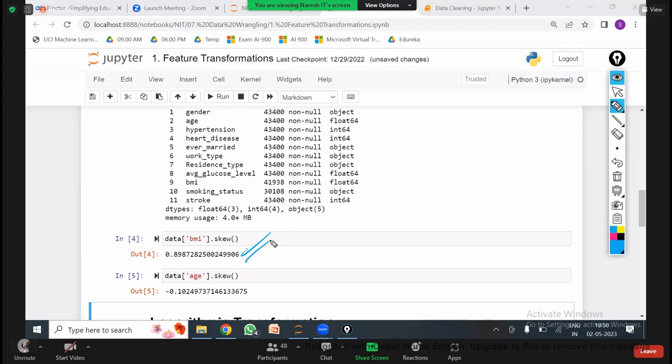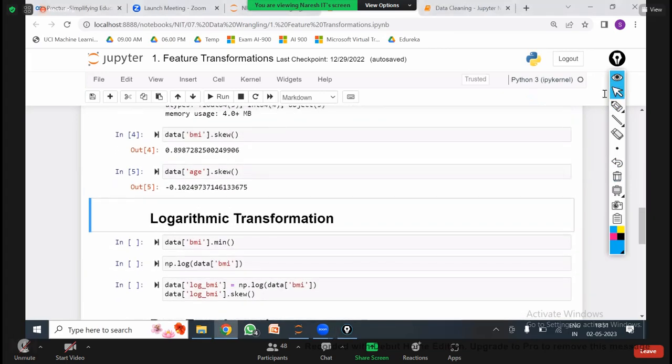No problem. But now here, what is the skewness value? 0.89. Now, I want to bring this skewness value to 0. If the skewness is exactly 0, it is called a perfect normal distribution. Exactly, not even a minute change. For a perfect normal distribution, you will get more accurate results. Now, first I'm going to apply it to BMI.